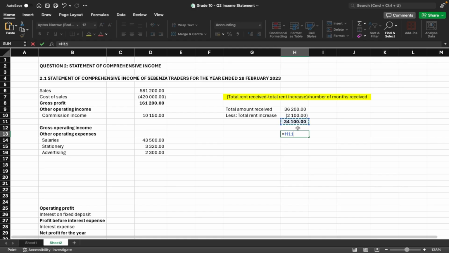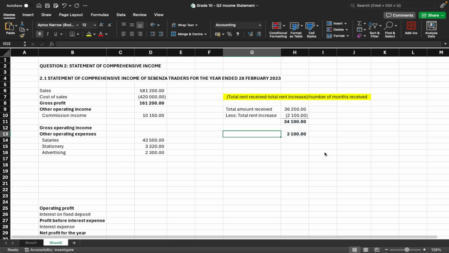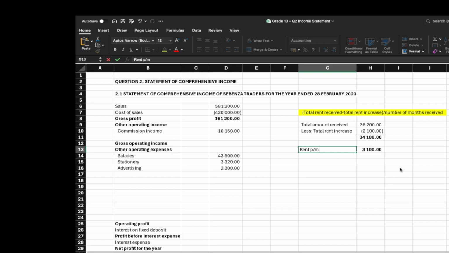So I'll take that divided by 11 months for which I have received the rent. Okay, and then I will get my answer of 3,100 rand. I'm not done yet. All right, so this is my rent per month before increase. Now I know this is my rent per month before increase. But what is my rent per month after increase?